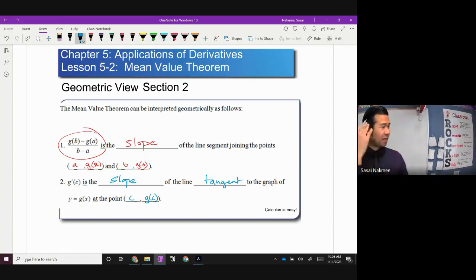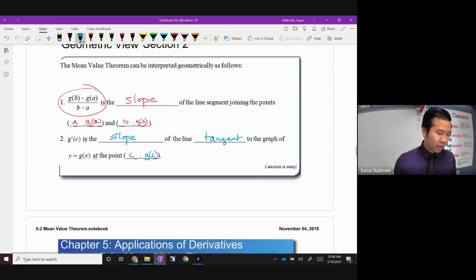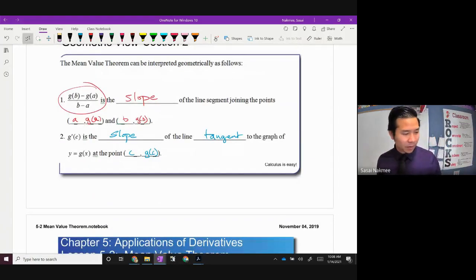I know this sounds a little bit weird, but honestly, when you start working out these problems, you realize how easy this theorem is. All right, let's take a look here. Wait, were you guys able to copy that? I'll put that up for a little bit so you guys can copy that. Make sure you get that down.